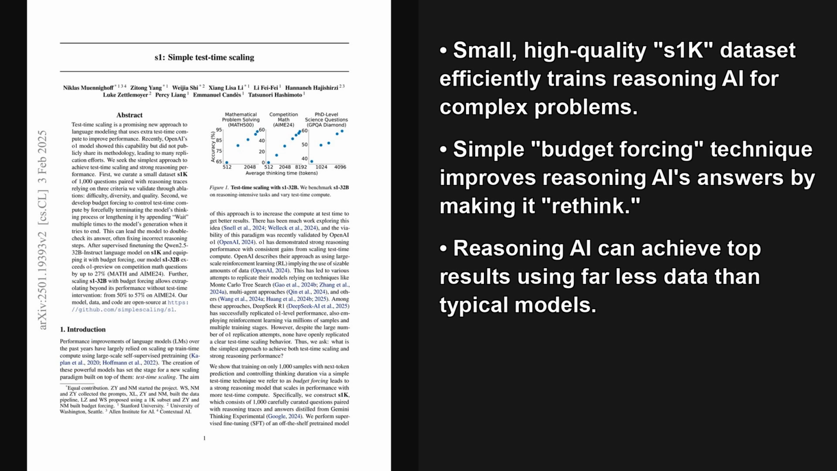First, they built a small, high-quality dataset of 1,000 challenging questions paired with reasoning traces. These are like the step-by-step thought processes to reach the solution. Second, they developed something called budget forcing, a method to control how much the model thinks at test time, sometimes even prompting it to wait and reconsider, which can lead to better, more accurate answers.